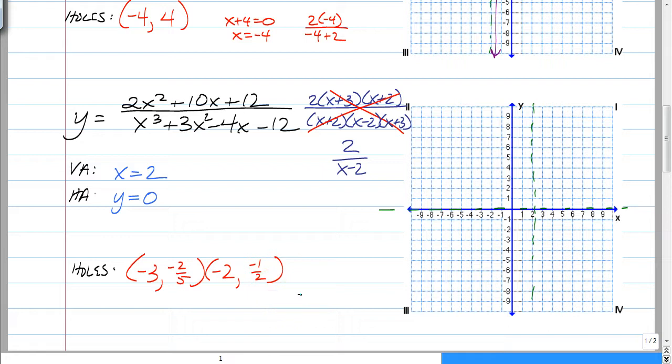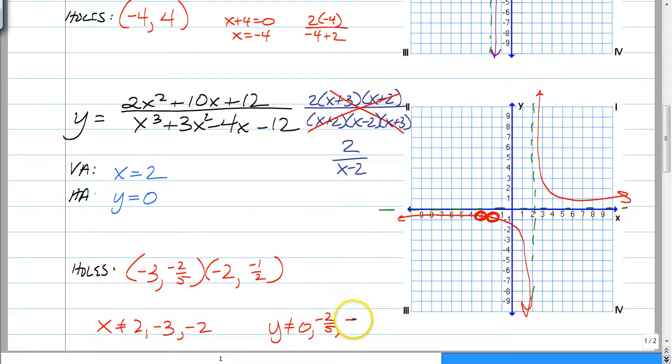And then the rest is done by you just typing it in the graphing calculator, and you're going to get something that looks a little bit like this. And you have 2 holes, one at negative 3 and one at negative 2. Alrighty, and of course your domain still follows the rules. X cannot equal any vertical asymptote, and x cannot equal any x coordinate of either hole. So your domain would be x cannot equal 2, negative 3, or negative 2, and your range y cannot equal 0, negative 2/5, and negative 1/2.